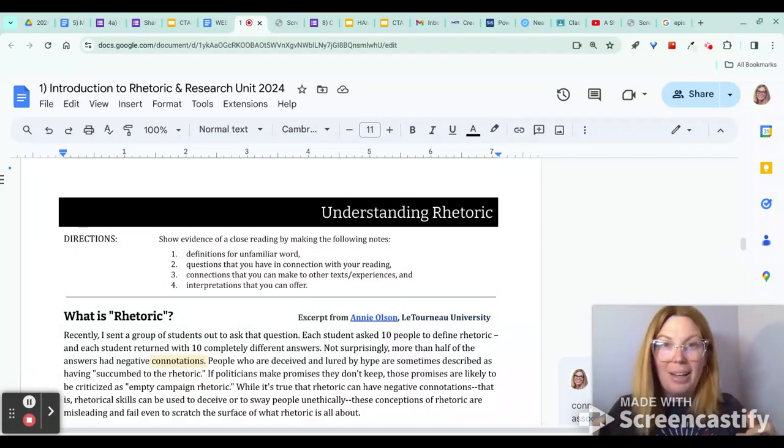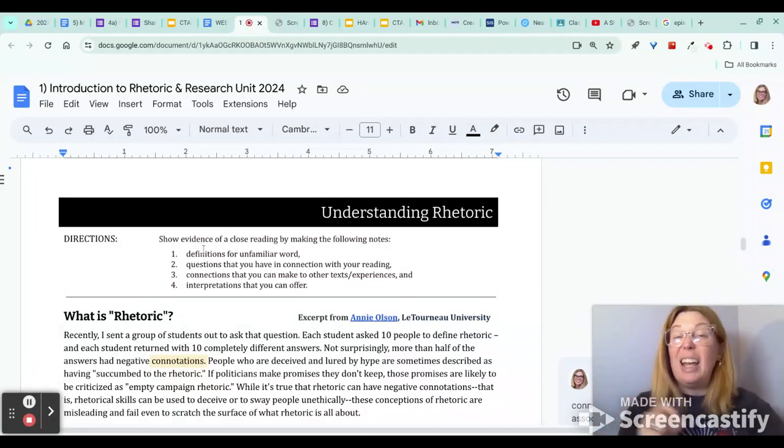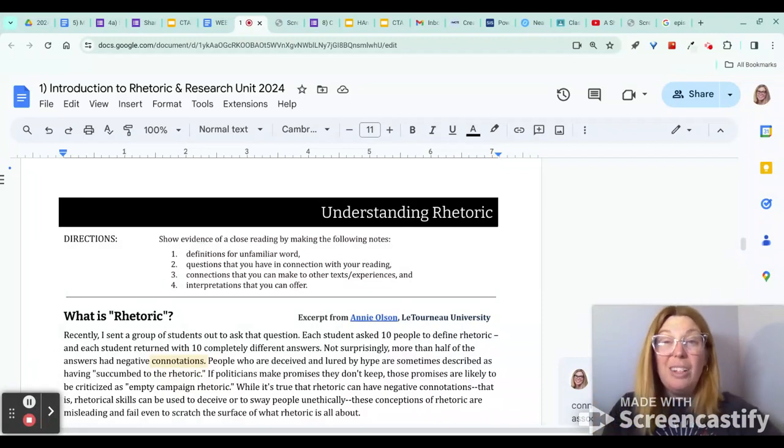Okay, if you're back, let's take a look at the types of things that we're going to be writing on this page and on this article. The directions are right at the top of the page, and it tells us that we want to show some evidence of close reading. So the first thing that we're going to do is define any unfamiliar terms. And as you watch the video and read along with me, I'm going to be doing that as well.